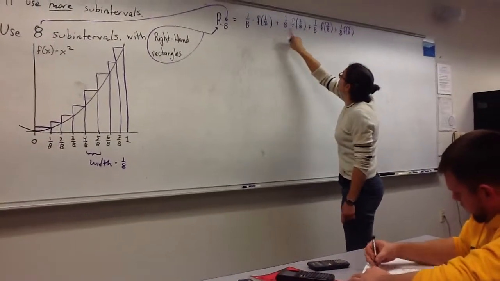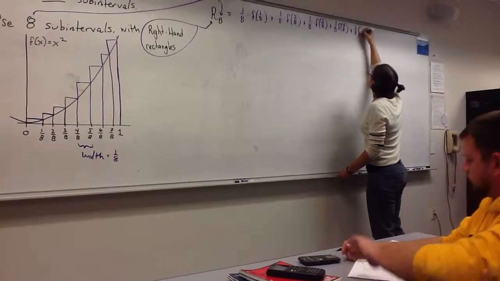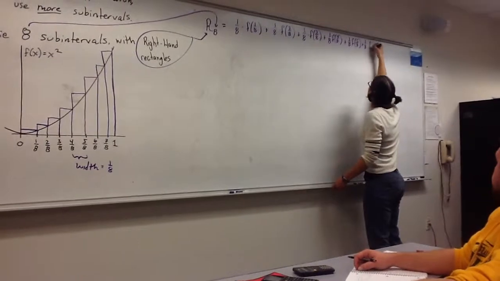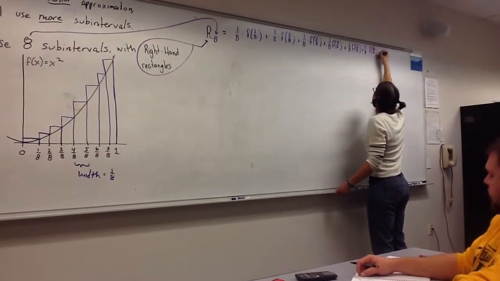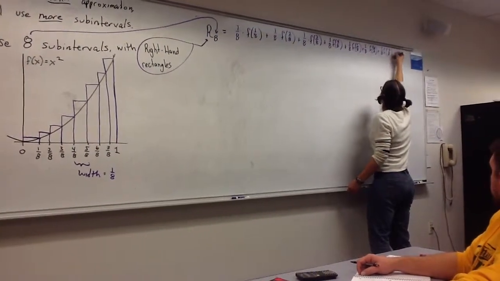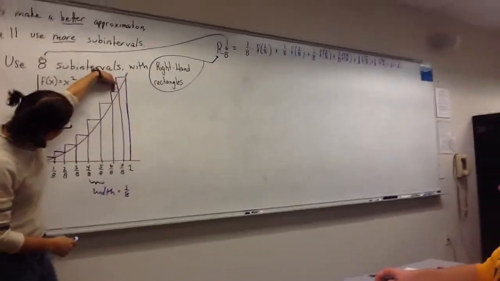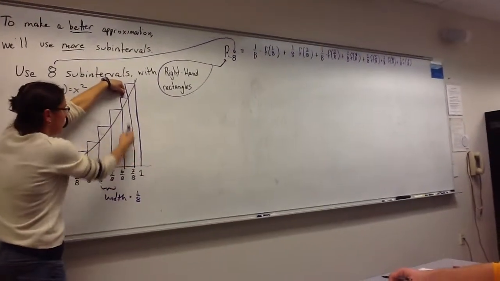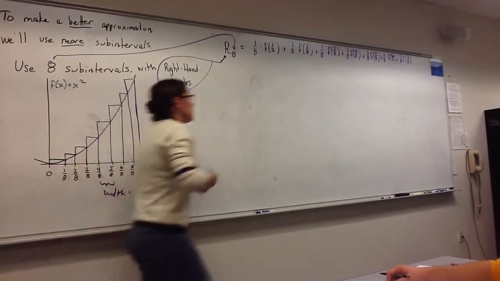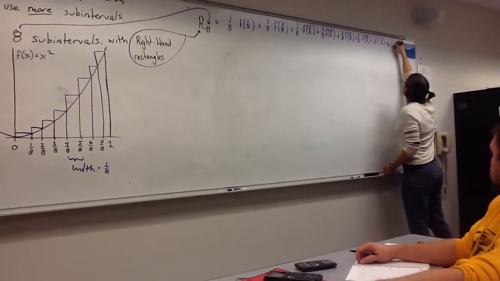So far we've added up 1, 2, 3, 4 rectangles, and we've got 4 more to go. 1/8 times f of 5/8. 1/8 times f of 6/8. 1/8 times f of 7/8. So that last rectangle that I just wrote down was the second to last rectangle in our picture. And our very last one, the width is 1/8, and the height is f of 1.